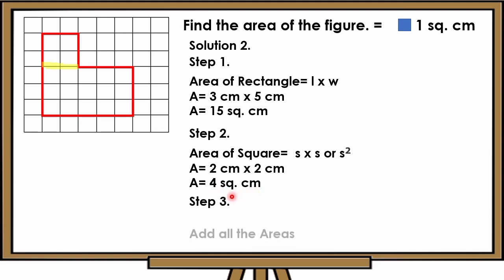And the last step is we will add all the areas. The area of this rectangle and the area of this square. So, we have, para sa rectangle, 15 plus yung square na 4. 15 plus 4 is equals to area is equals to 19 squared centimeters. So, same lang ng nakuha natin nung ginamit natin ay solution 1. So, therefore, yung area ng ating irregular figure ay 19 squared centimeters.